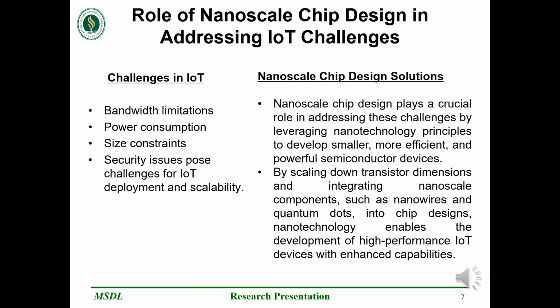Role of nanoscale chip design in addressing Internet of Things challenges. There are various challenges in implementation of Internet of Things. They are bandwidth limitations, power consumption, and size constraints. Security issues also pose challenges for Internet of Things deployment and scalability.